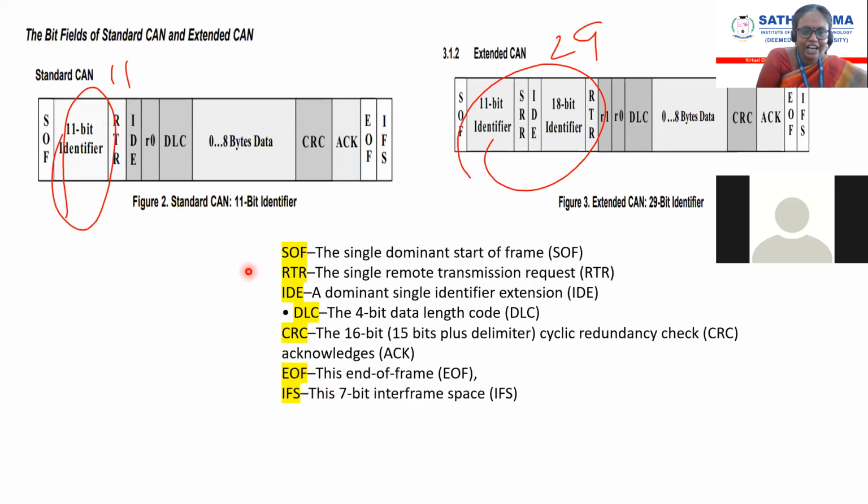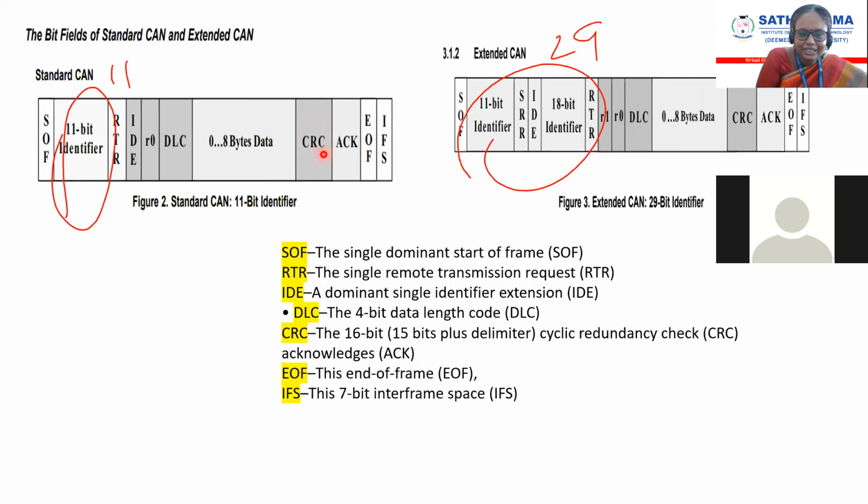Then we are moving on to my data bits. 8 bytes data. How many data did I tell you? 8 into 8, 64 bits of data I can transmit. So here also I can transmit 64 bits of data. Okay. And then CRC. What is CRC? Cyclic redundancy check. This particular bit is allocated for the cyclic redundancy check.